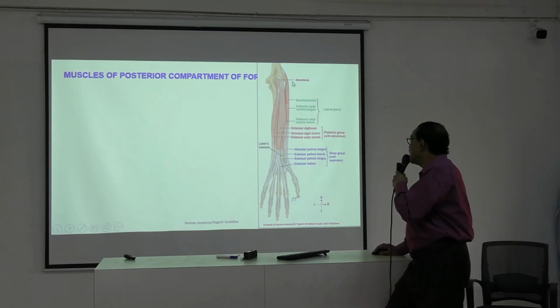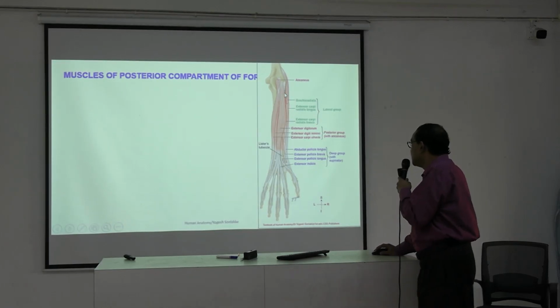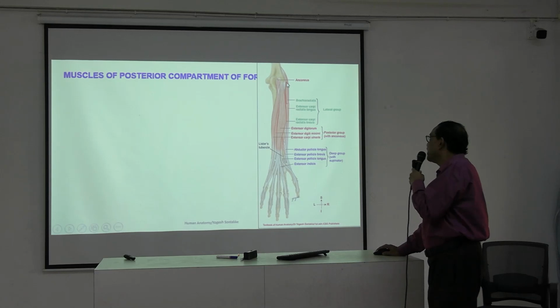So these are all the posterior compartment muscles. We can find most laterally, this is the brachioradialis. Then we are getting the extensor carpi radialis longus. You can see the extensor carpi radialis longus. Then more medially, this is the extensor carpi radialis brevis. Here.